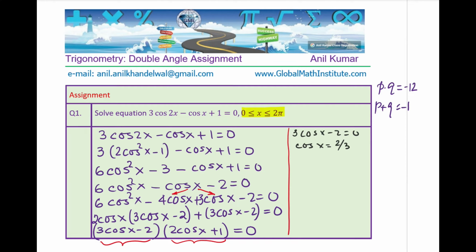So cos x is 2 over 3. We have to find the answer in radians. We know cos x is going to be positive in quadrants 1 and 4, right? Using the CAST rule. So we have solutions in these two quadrants. Let's find the acute angle.